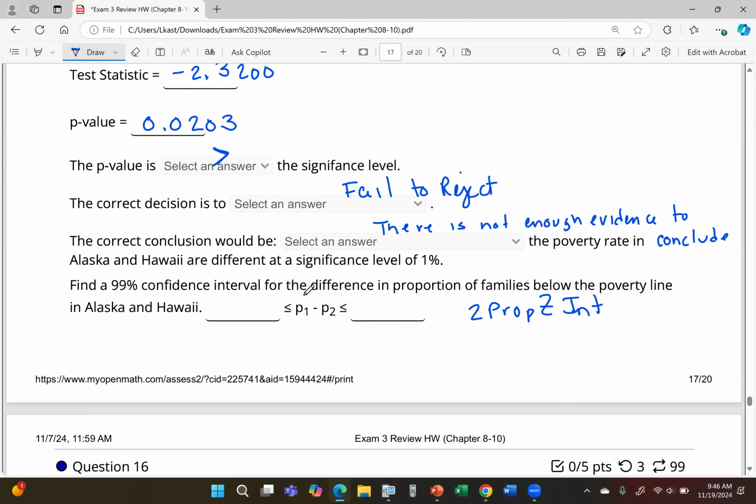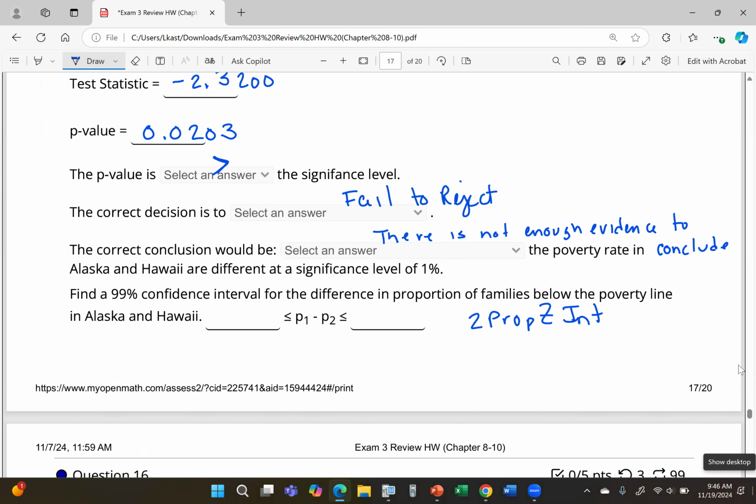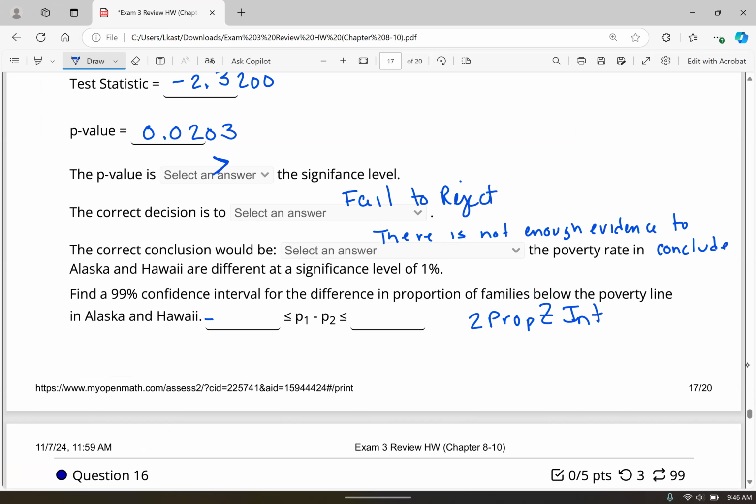And they actually do give me the P1 minus P2. So I'm just going to put in those two fields the lower, which was negative 0.1046, and the upper was 0.0050, to 4 decimal places.